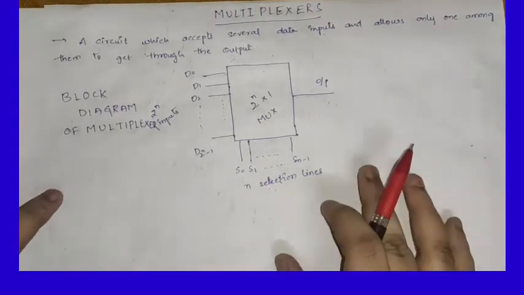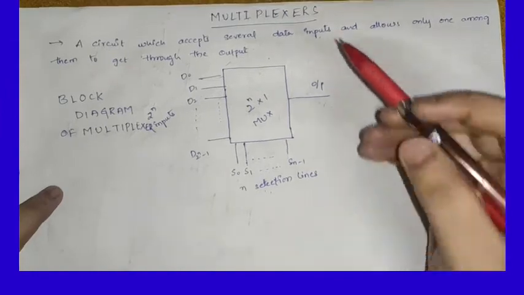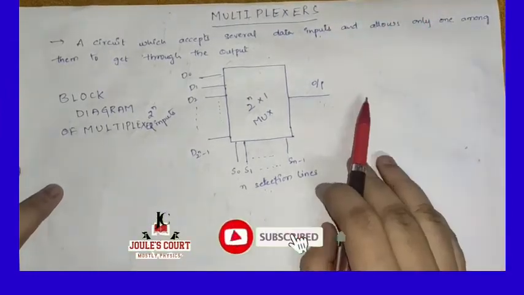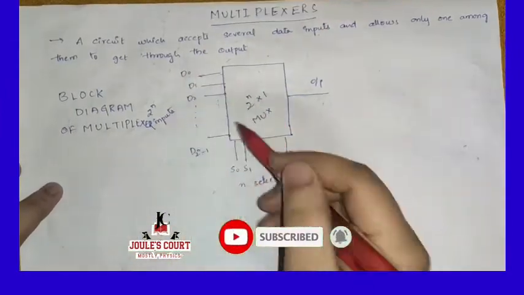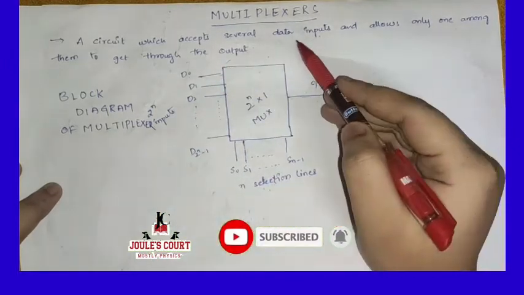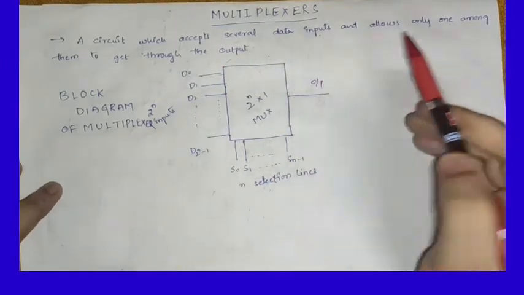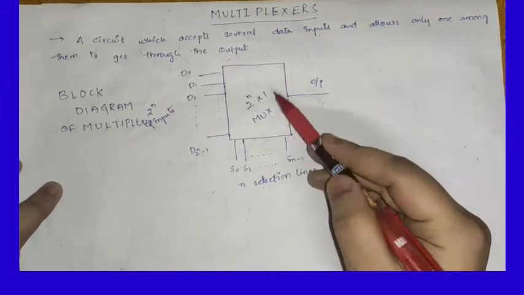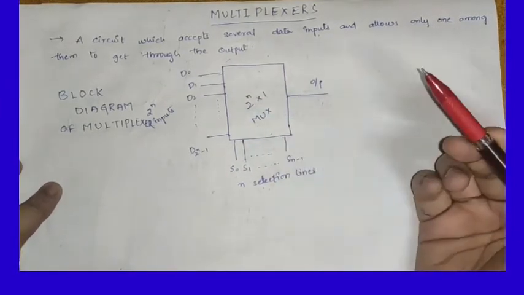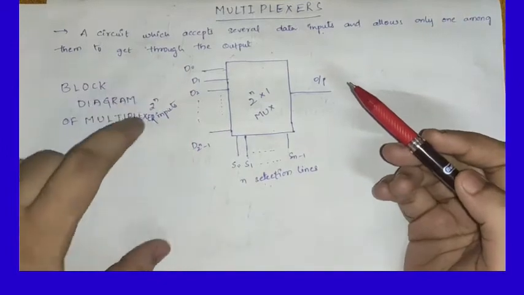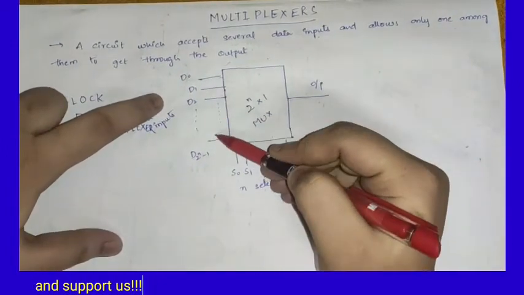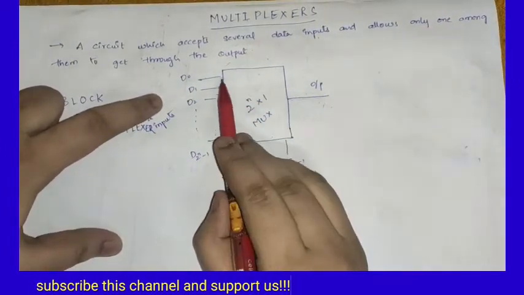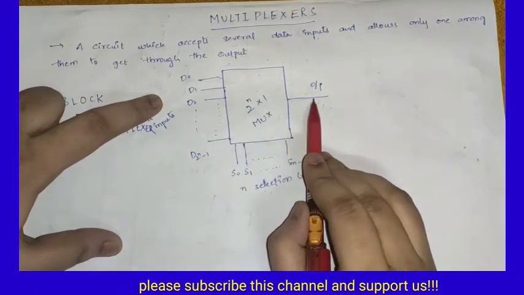Today our topic is multiplexers. First of all, what are multiplexers? Multiplexers are combinational circuits which accept several data inputs and allow only one among them to get through the output. That means if you see here the block diagram of the multiplexer, these are the inputs. It accepts several inputs but allows only one input to get through the output.